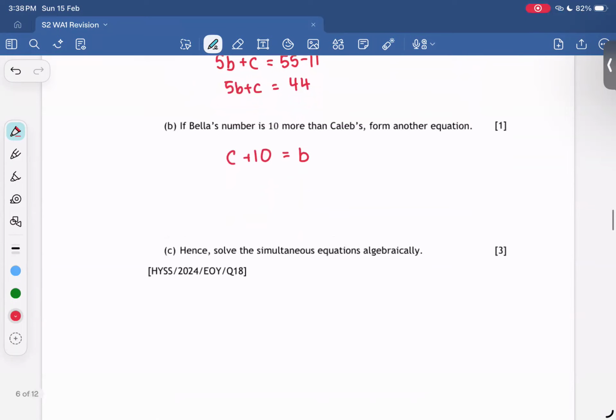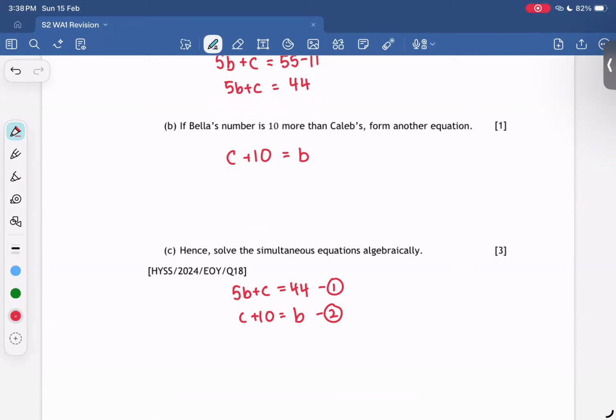So we have our two equations here, so I'll just rewrite. 5B plus C equals 44. C plus 10 equals B. I got equation 1. I got equation 2. Okay, so what can we do here? So of course, once again, choose whatever method you want to do. Doesn't matter. You will eventually still get the answer. But this is where I will teach you a trick.